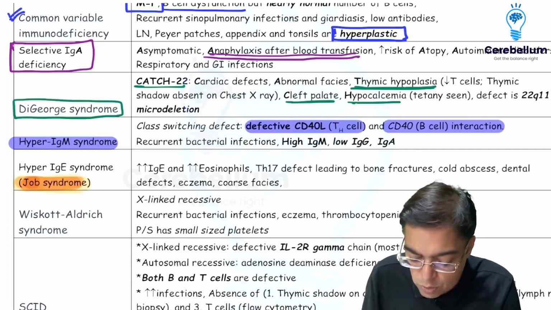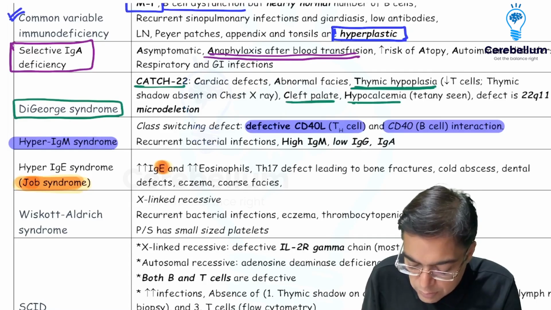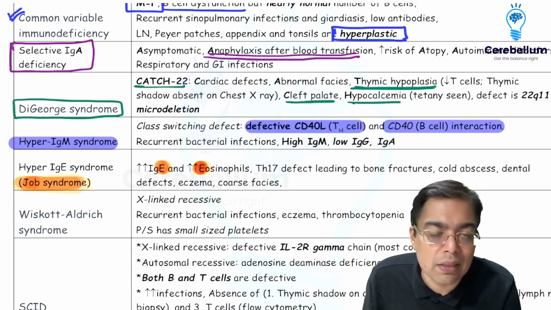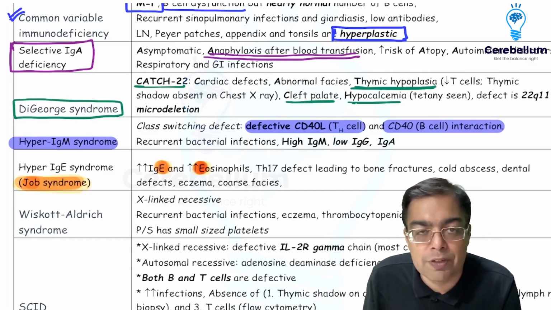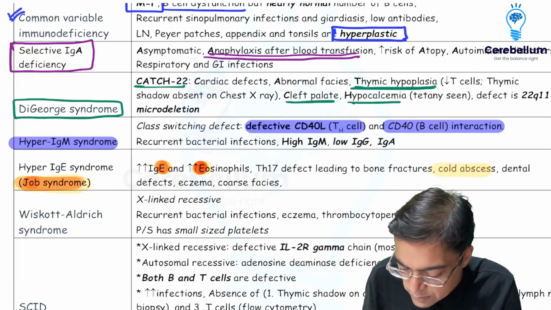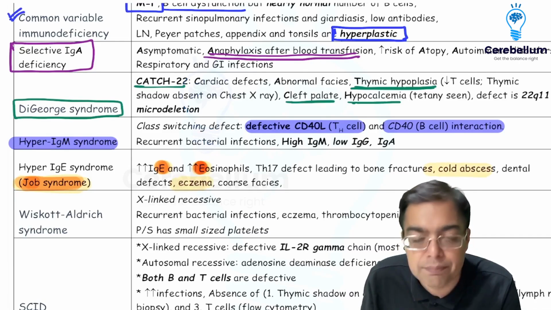So these patients are going to have an increase in IgE. They're also going to have an increase in eosinophils. And they are going to have the presence of dental caries. They could have a normal facial appearance or a coarse facial appearance. They can have the presence of a cold abscess. And they could have a high risk for development of allergies like eczema.